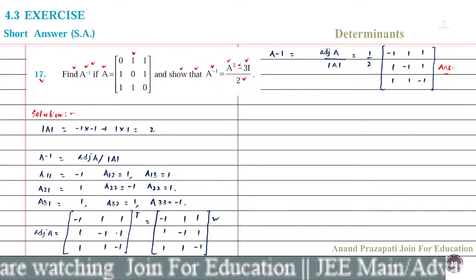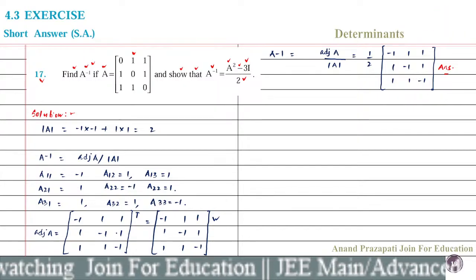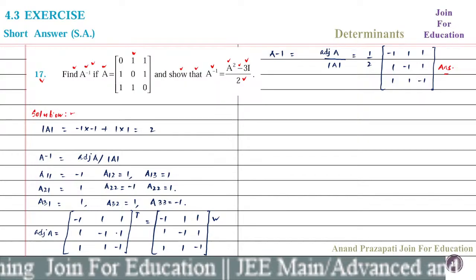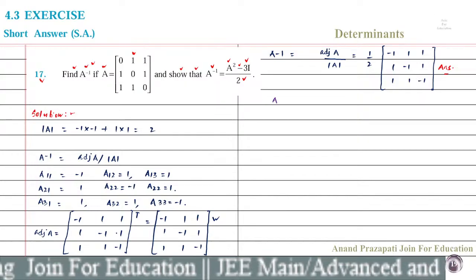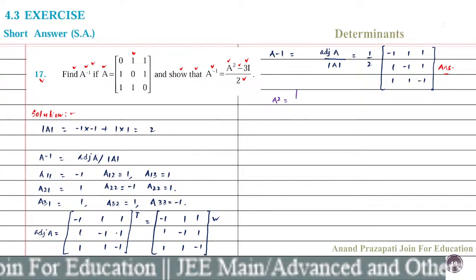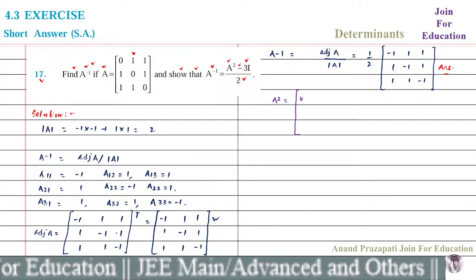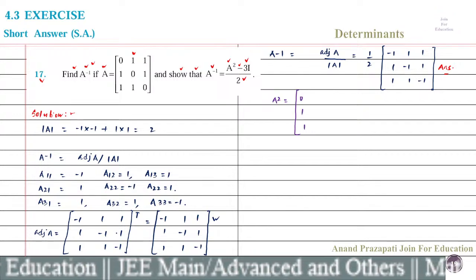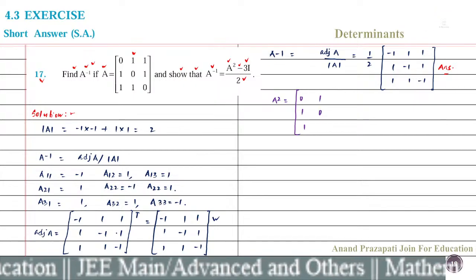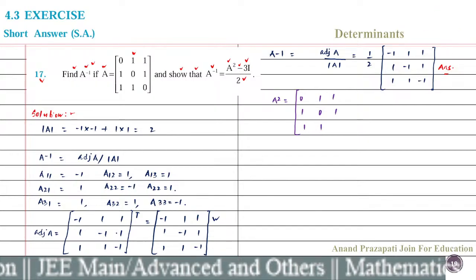Now we find out A square. So A square, it means that we write down 2 times matrix A. So A square equal to, here will be matrix A is 0, 1, 1; 1, 0, 1; 1, 1, 0.